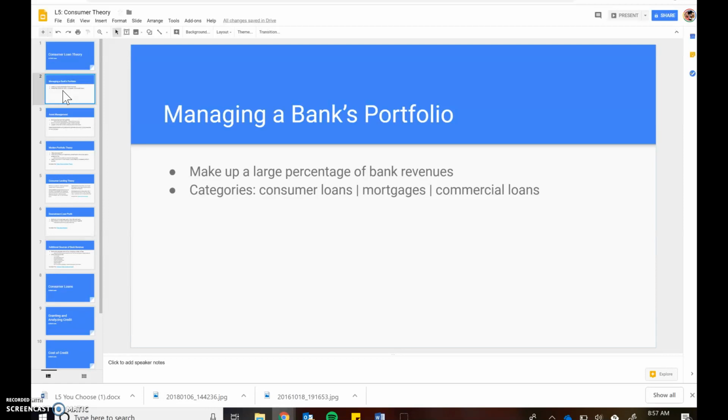Loans make up a large percentage of bank revenues. Three general categories of loans are consumer loans, mortgage loans, and commercial loans. According to the FDIC, there was about $1 billion in outstanding loans to individuals and FDIC-insured institutions in 2008. About $387 million of that amount was credit card loans.